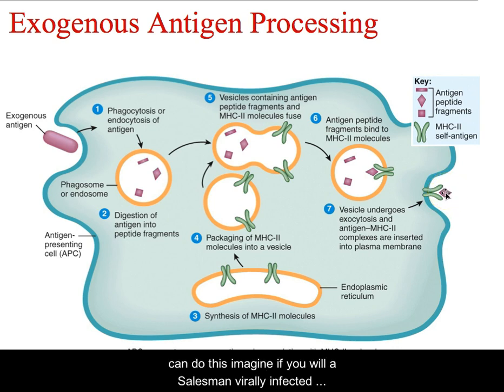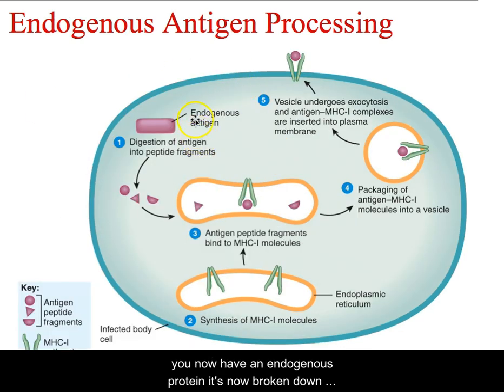You're presenting it then. It's not the only way we can do this. Imagine, if you will, a cell's been virally infected. You now have an endogenous protein. It's broken down through internal cellular mechanisms and presented at the cell surface, here using MHC1, but this is still an antigen-presenting cell. So what's going to happen is T cells and B cells will see these antigens.